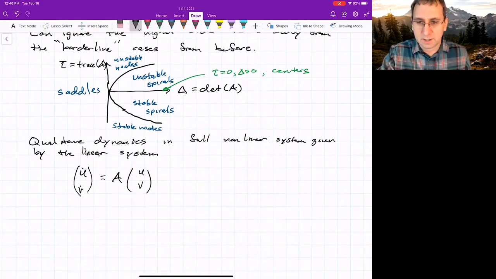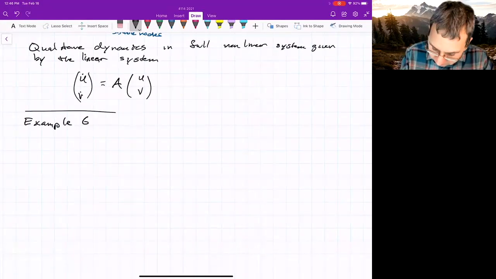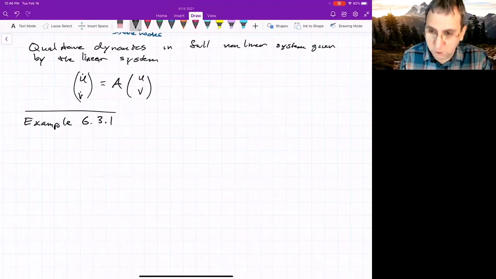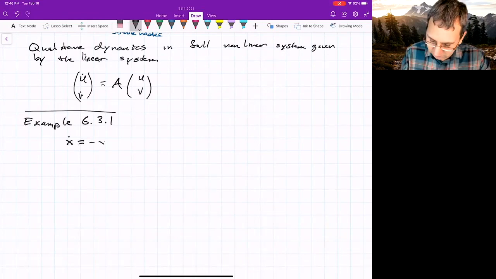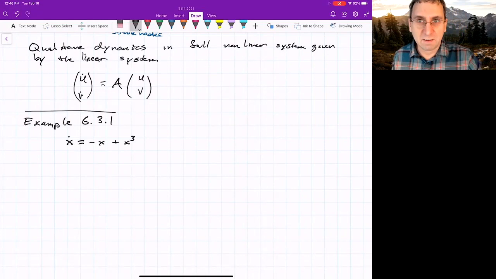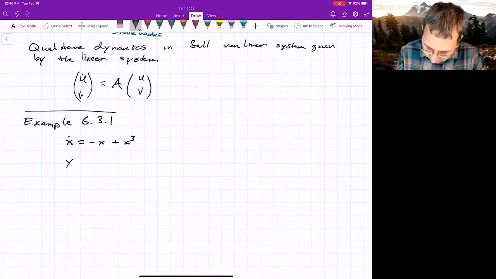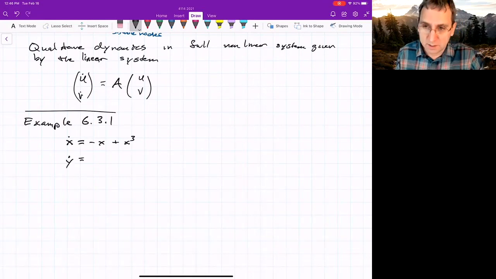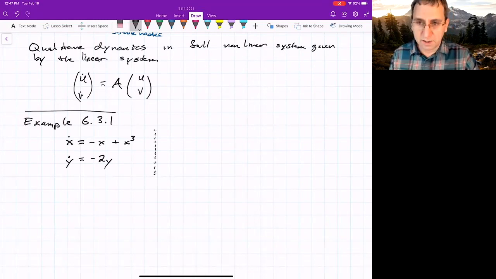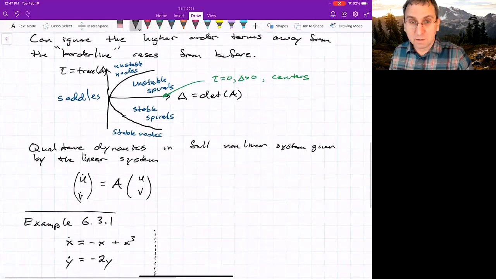So let's look at some examples and go ahead and do this. If you wanted to look in the book, this is example 6.31. We have x dot equals negative x plus x cubed. So this negative x plus x cubed would be f of x and y, and notice it's just a function of x here. And the y dot equation is negative 2y. So let's find all of the fixed points of this system and classify them according to this diagram up here.